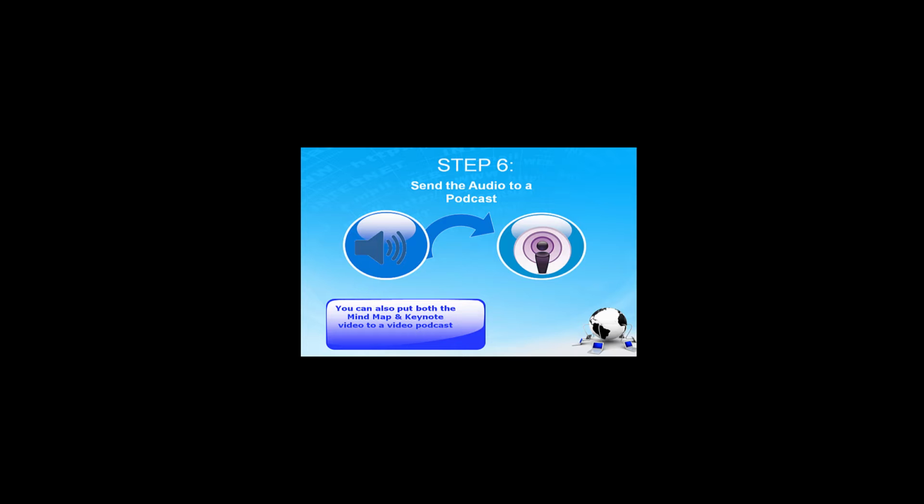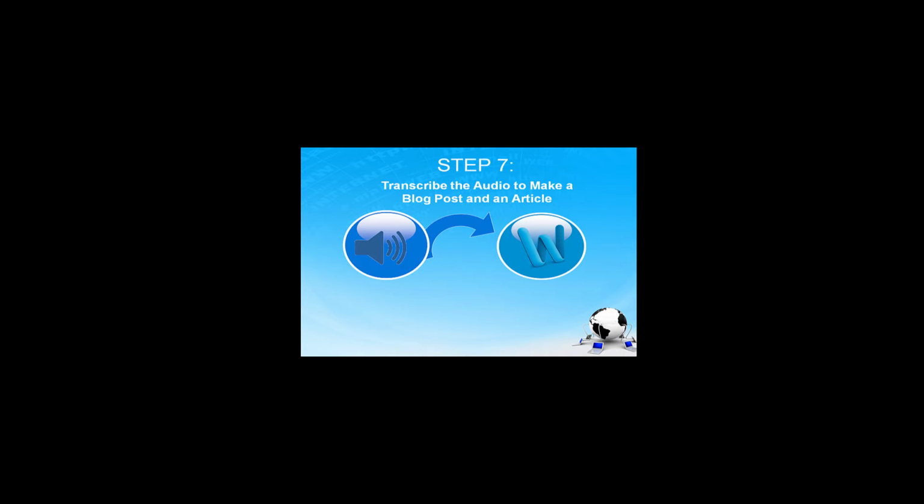Step 7, we're going to transcribe the audio to make a blog post and an article. So the first transcription we want to use as a blog post, and we want to make that really high quality. And then we're going to spin the blog post only once, because we want a very, very high quality spin, but we want it to be still quite different to the blog post. And then we're going to add those articles to Go Articles and eZine Articles. So we're pretty much done now.